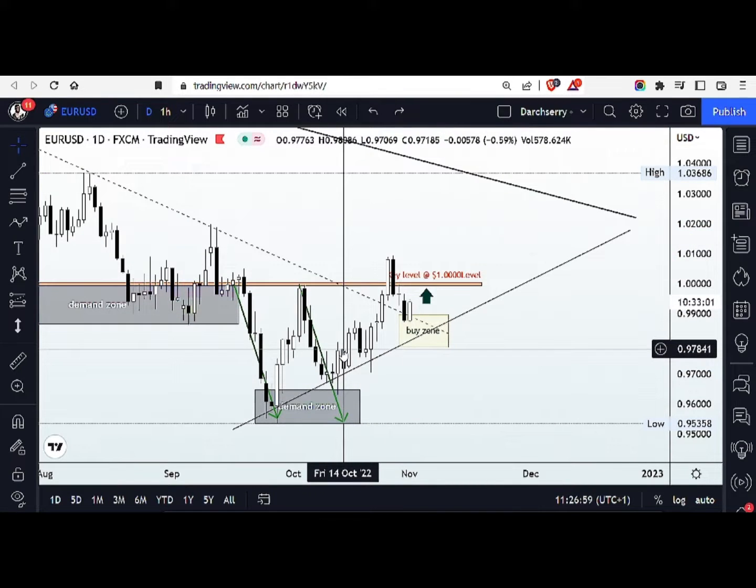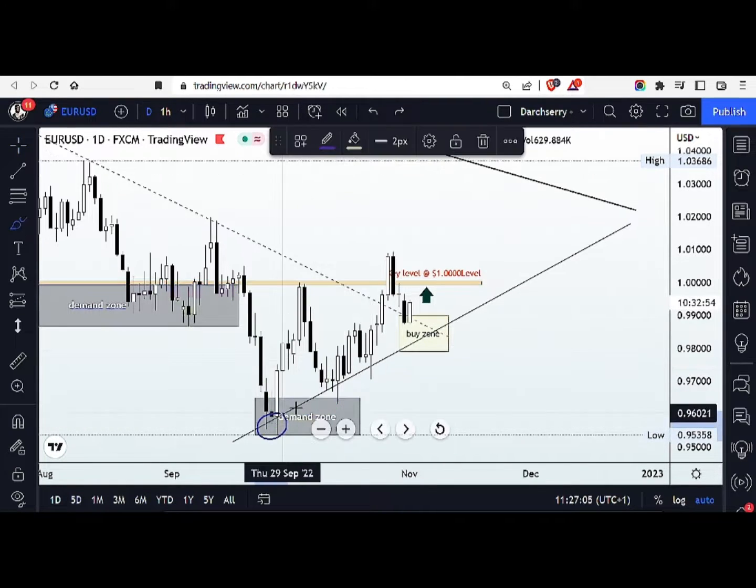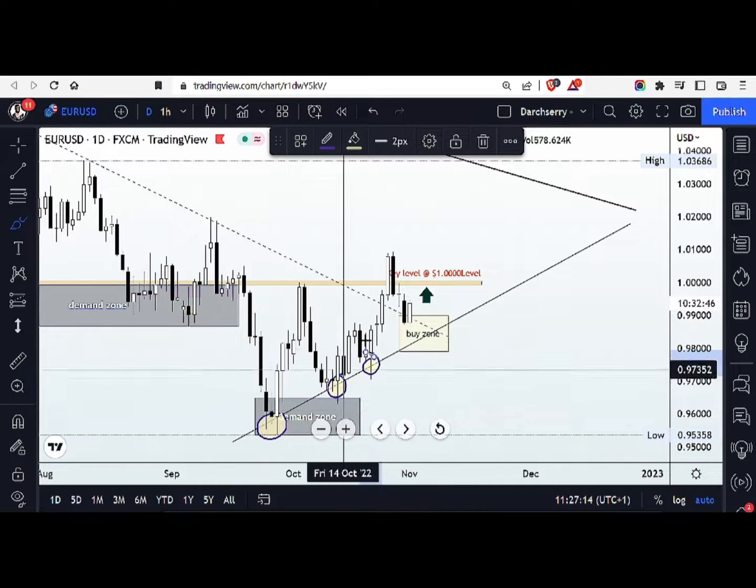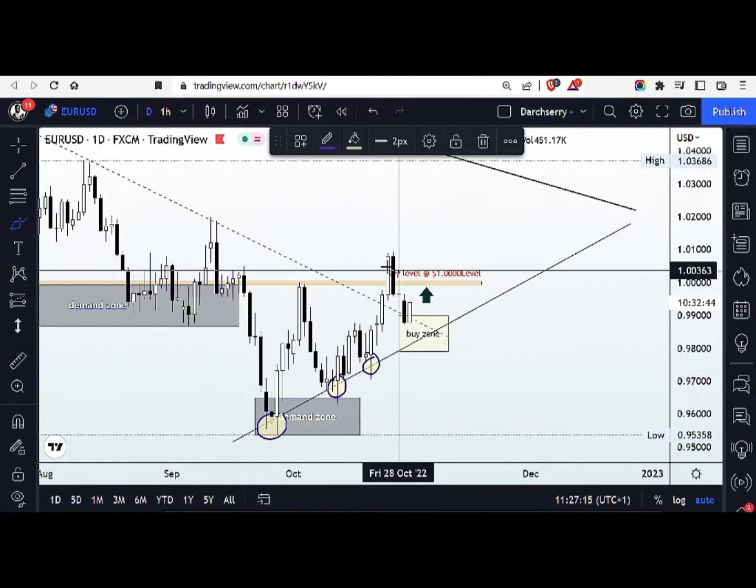And look at the structure here. We can see we had higher lows as a result of this, and that led us into connecting the series of higher lows here to give us that resultant bullish trend line. And this bullish trend line has been guiding buying pressure since the later part of September, and finally led into the breakout of both the bearish trend line here and the key level at the $1 mark.